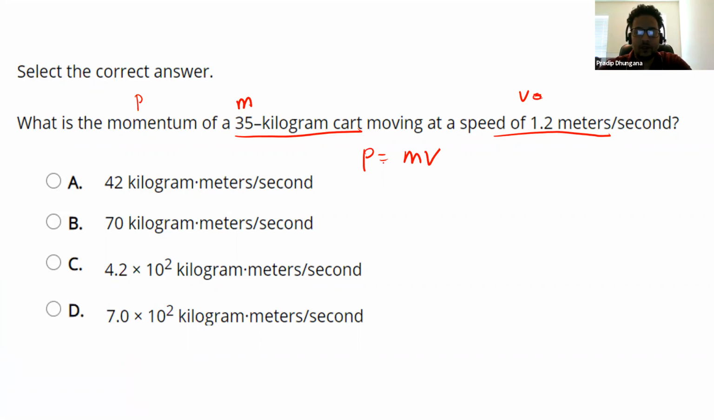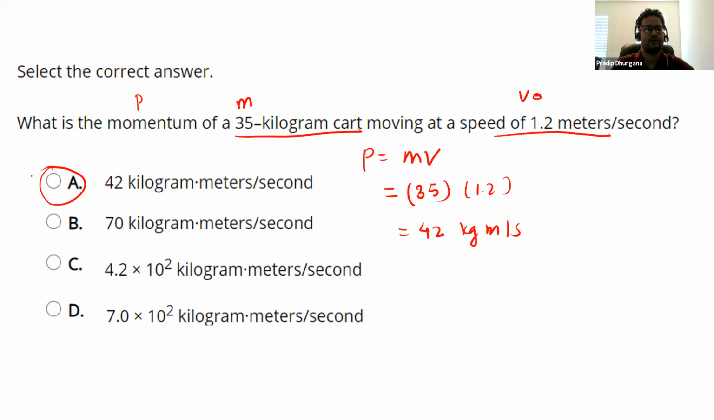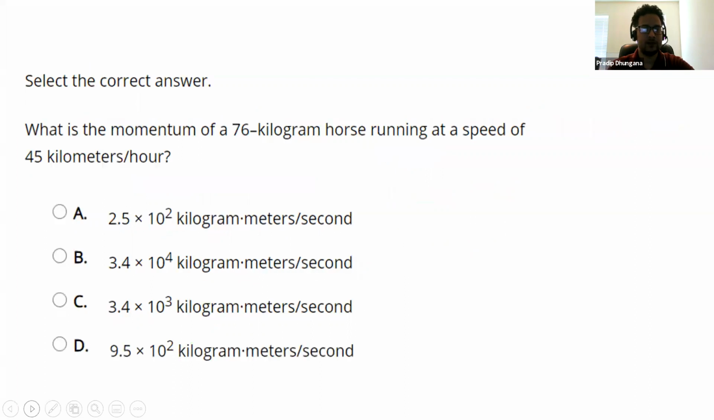So momentum is mass times velocity. Mass is 35, and then velocity is 1.2. Multiply those together, you'll get 42, and the unit is kilogram meters per second. So the correct choice is A. Let's move on. Most of you have already got this concept.